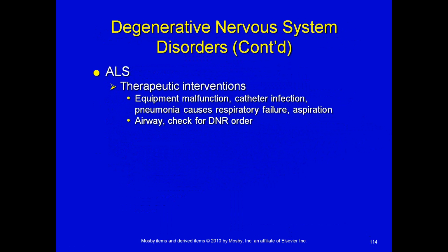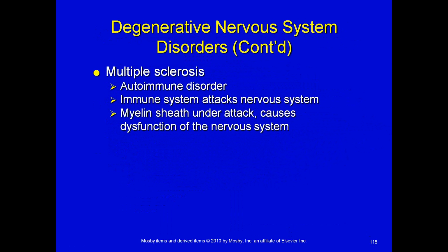Pneumonia in these patients certainly would cause a respiratory failure. With the muscle weakness, aspiration is always an issue. If a patient has ALS, certainly checking for a DNR order would be appropriate.